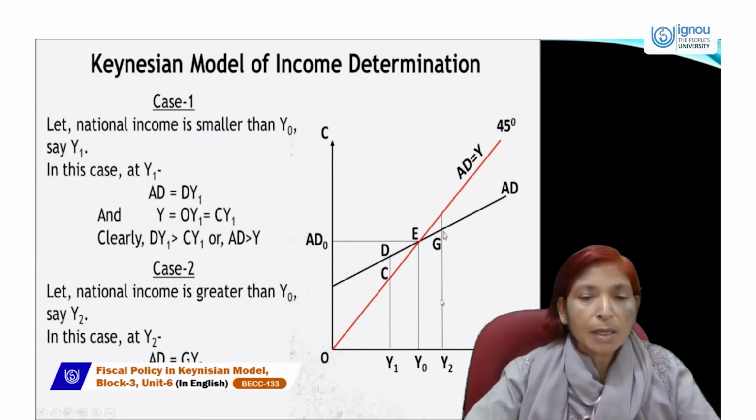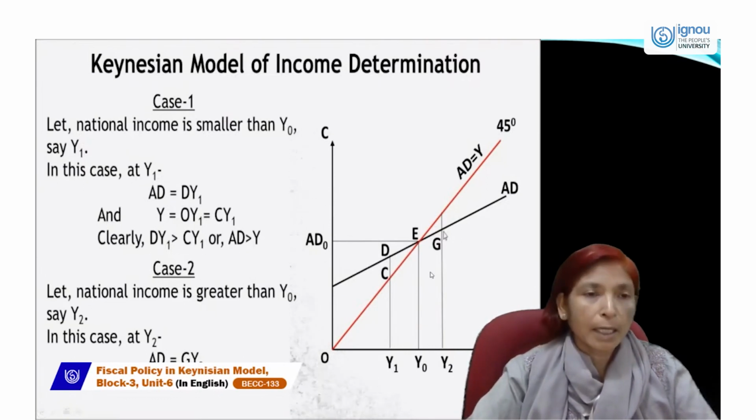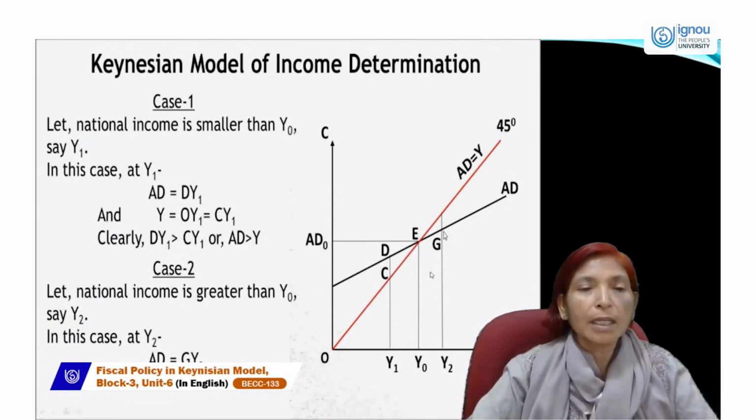So national income is always determined where aggregate demand intersects the aggregate supply line, which is always the 45-degree line.